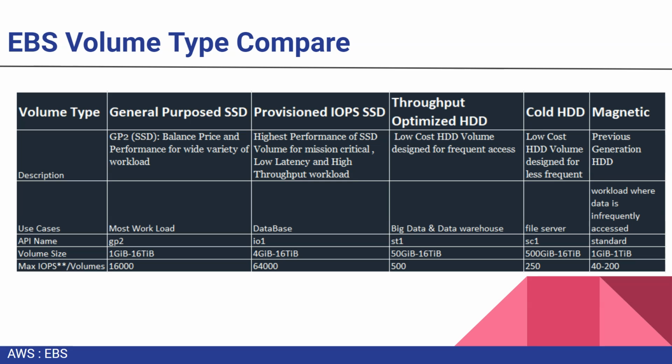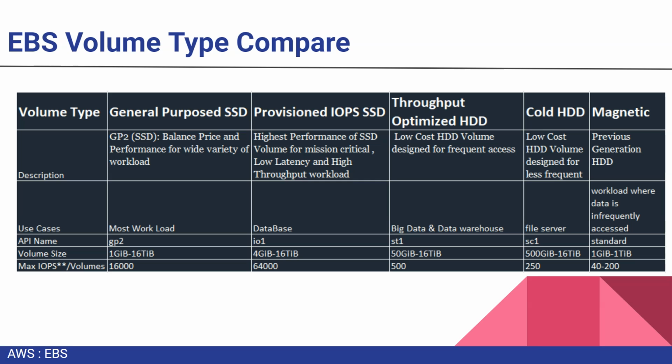Volume size is 1 GB to 16 TB for the general purpose SSD. Provisioned IOPS SSD is 4 GB to 16 TB. Throughput optimized is 500 GB to 16 TB. Cold HDD is 500 GB to 16 TB, and magnetic is 1 GB to 1 TB.